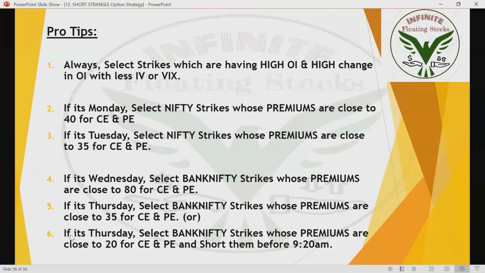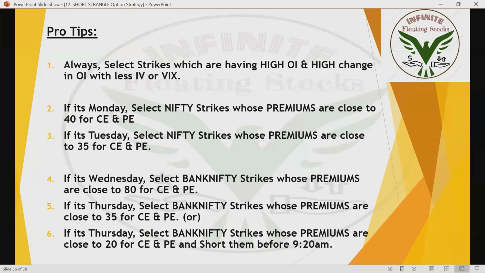And the last thing: if it is Thursday, you need to choose the strikes whose premiums are close to 20 for both CE and PE and short them before 9:20 a.m. on Thursday morning. This last point is very important. Try it out with a proper stop loss. It will work. If it is Thursday, select Bank Nifty strikes whose premiums are close to 20 for both CE and PE and short them before 9:20 a.m., because after 9:20 a.m. decay happens faster and you will lose that premium.